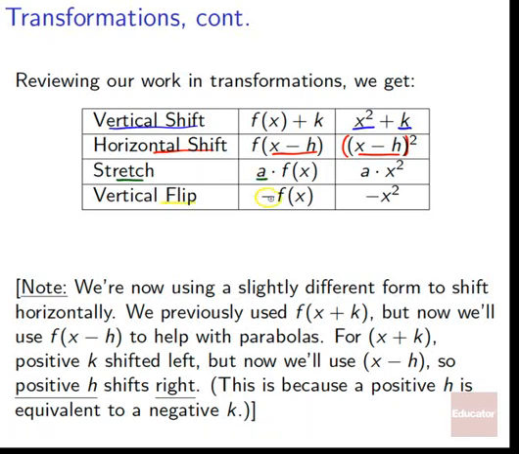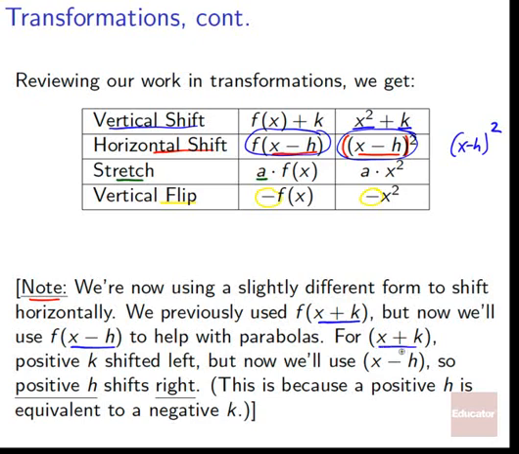Vertical flip is just based on the sign, so a negative in front will cause us to go from being up to being down, because everything will get flipped to its negative output. Now, one quick note, we're now using a slightly different form to shift horizontally. Previously, we were using f of x plus k, but now we're using f of x minus h, quantity x minus h squared. That's going to help us with parabolas, and we'll see why in just a moment. It's going to make it a little bit easier for us to write out a formula for the vertex.